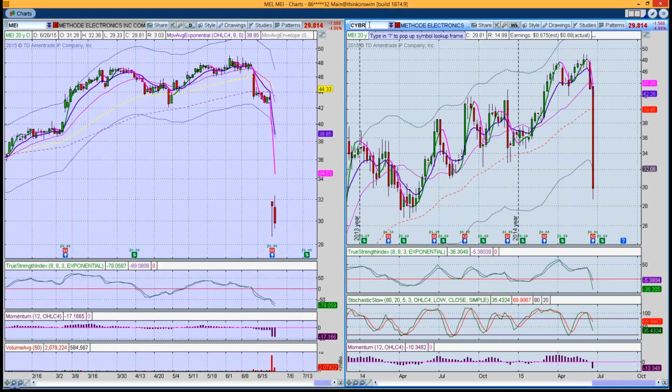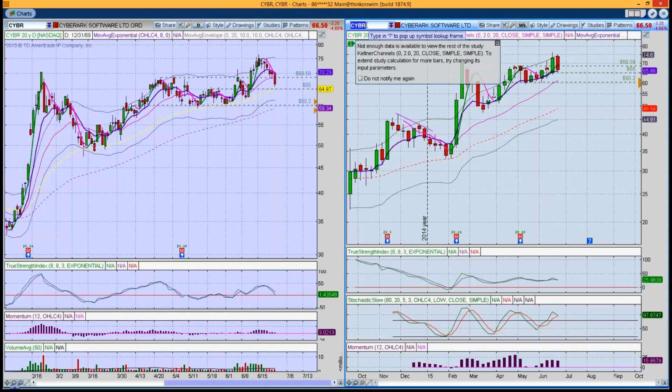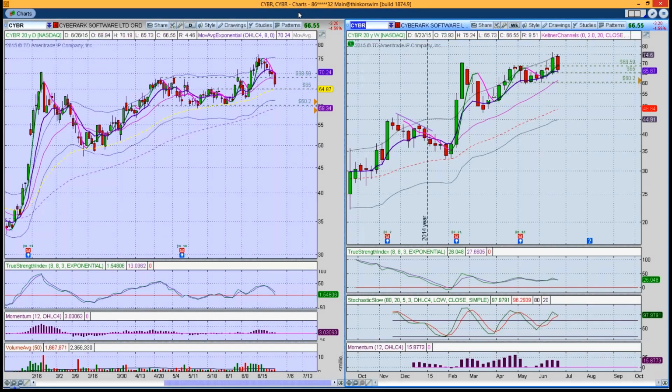I've been keeping my eyes on CyberArk. Very interesting stock. It has been doing really well over the last little bit, and it did break out, but now the breakout is failing. Here was a breakout level at about somewhere between 70 and 68.30, $68, somewhere like that.